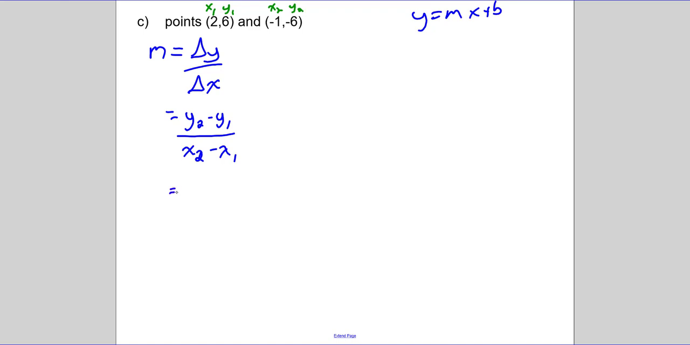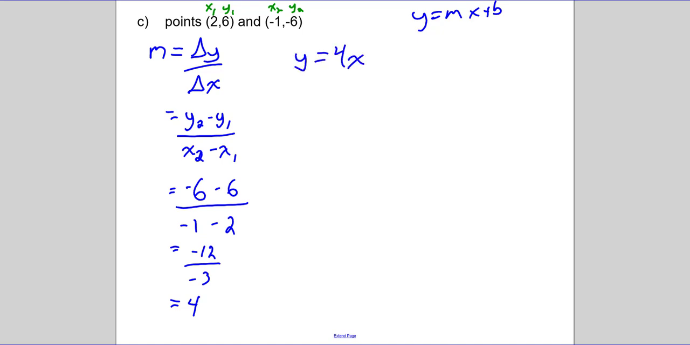So based on this, we have negative 6 minus 6 over negative 1 minus 2. So negative 6 minus 6 is negative 12 over negative 1 minus 2 is negative 3. Negative 12 divided by negative 3 is positive 4. And there's our slope. So now we know y is equal to 4x plus b. We still don't know what the b is. So how do we find b?